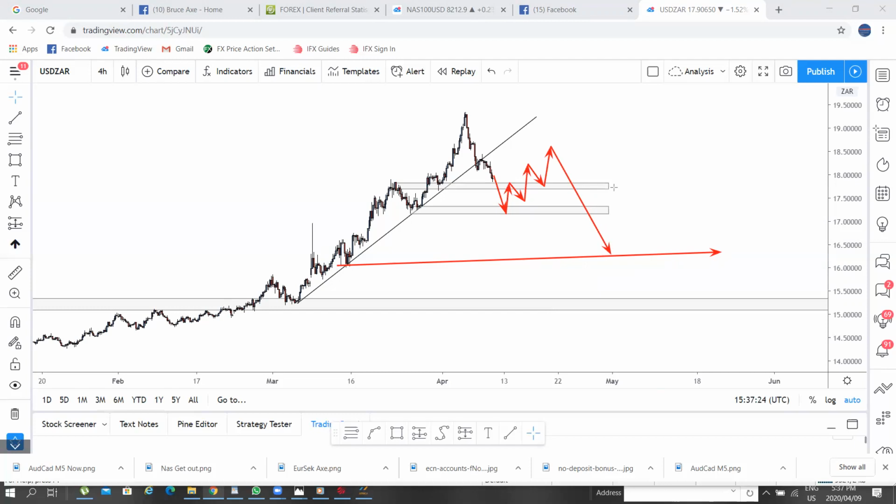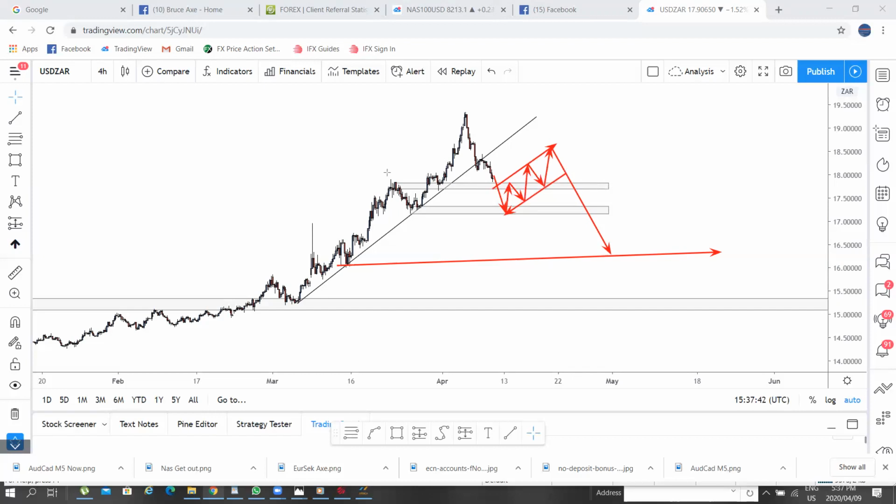Okay, the flag is number one, number two. I see head and shoulder. You see head and shoulder, thank you very much, my man. So you see, this is your flag, your bearish flag, right?